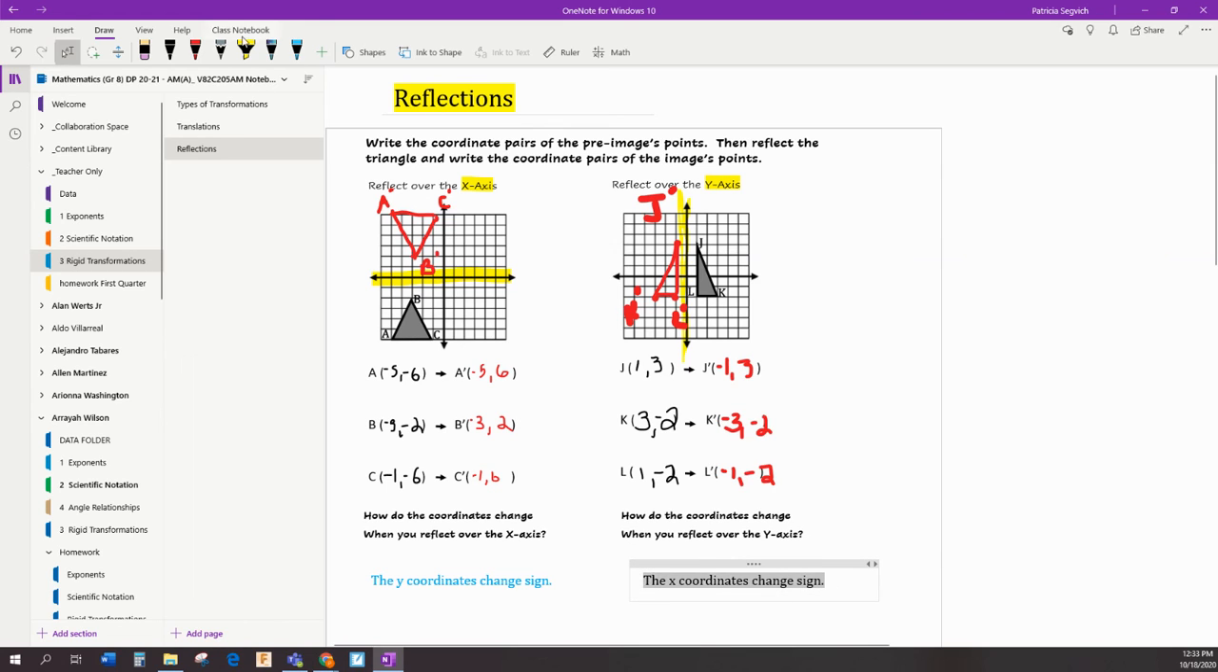Again, I want to make this a different color so it stands out from all the instructions so I know it's an answer. Okay, so when we cross the x-axis, the y-coordinates change. When we cross the y-axis, the x-coordinates change.